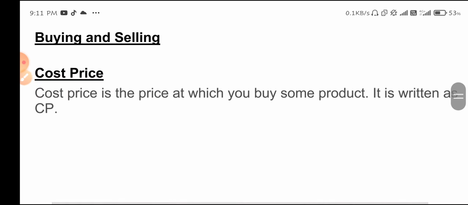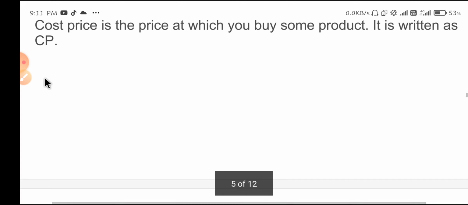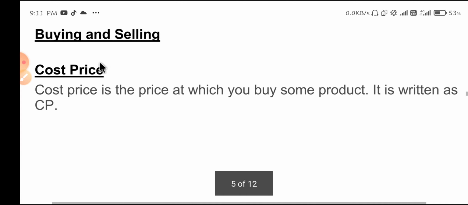Now buying and selling. I think you already know about what is cost price, selling price, profit and loss. So let us revise it once again, that cost price is the price at which you buy some product. It is written as CP. कॉस्ट प्राइस जिसमें जितने में हम किसी भी प्रोडक्ट को खरीदते हैं.